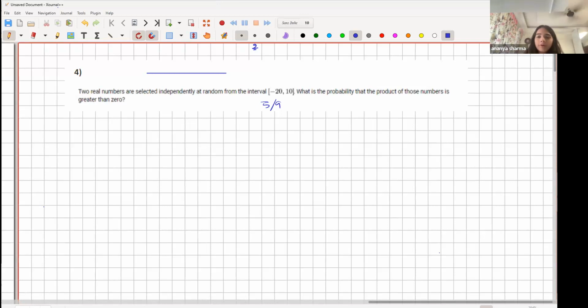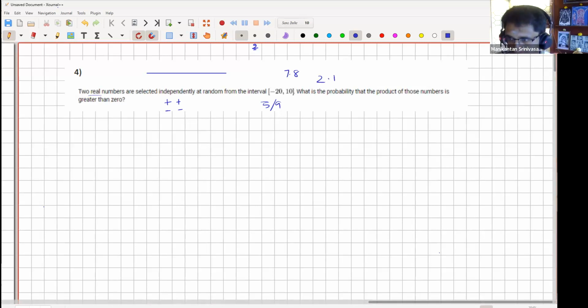For it to be a product of two numbers greater than 0, either they have to be both positive or both negative. Correct. Agreed. So then the number of negative numbers was 20 upon 30. The total was 30, and there are 20 negative numbers and 10 positive numbers. Okay. What about 0? And what about fractions? It also says real numbers, right? So 7.8 and 2.1 could have been picked as well, right? Oh, okay. I take that in.